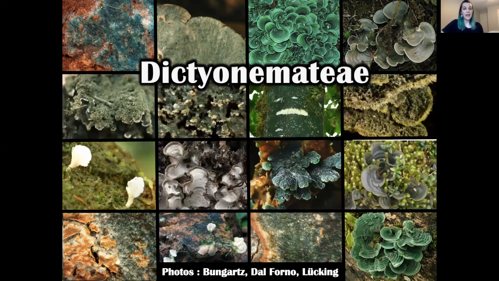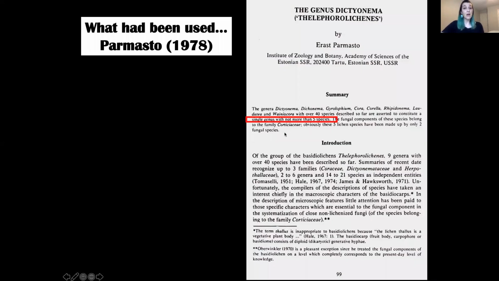And just by looking at these images, we can see an ample diversity, right? So just different colors, growth types, arrangements, and so forth. However, this lichen group was for a long time thought to be composed of a single genus and 5 species, a concept introduced by Parmasto in an attempt to organize a mass of over 40 names in 9 different genera. Parmasto monographed the group, synonymizing everything into a single genus with 5 species.